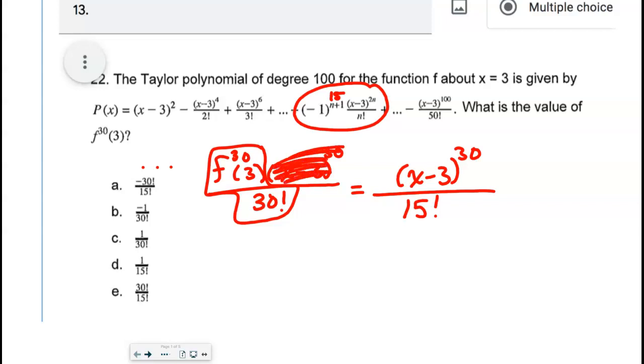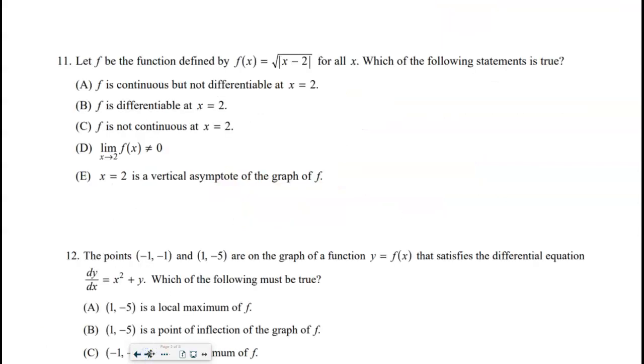So the coefficients have to equate. If I'm solving this for the 30th derivative, I'd have to multiply both sides by 30 factorial, which is going to put 30 factorial on the top, and you get e. So it's just a matter of equating the coefficients. The coefficients were weird on that one.